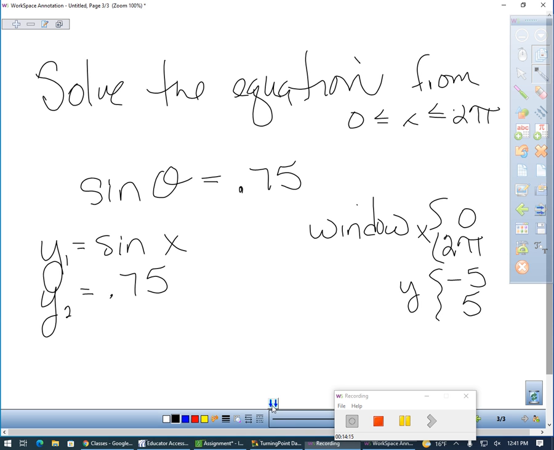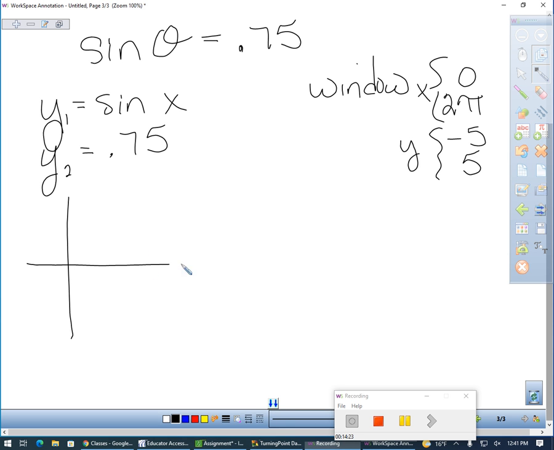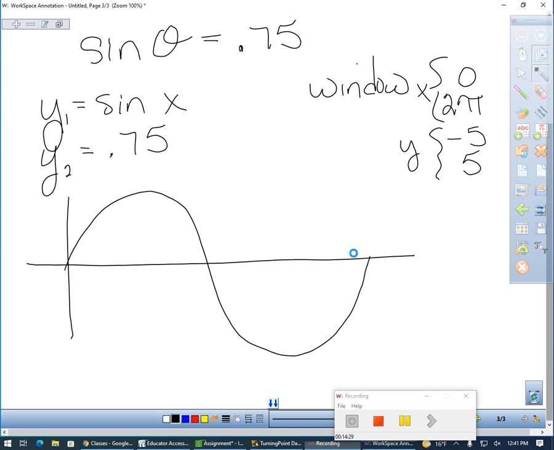So then when you hit graph, what should happen is you are going to get your sine wave. It's going to stop right here. And then the y2 creates a horizontal line going across at 0.75. All right, so here's what we need to find. We need where this intersects here, and we need where it intersects here. Okay? To do that, we're going to go second and the trace button and down to intersection.